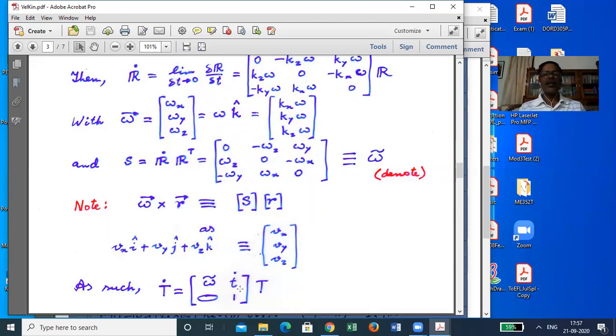because t is a vector to begin with. With r there was a problem because r was not a vector, but small rotations are vectors and they would commute also in multiplication, okay. And angular velocity is also a vector that we have seen. Okay, so t dot is this transformation into t.